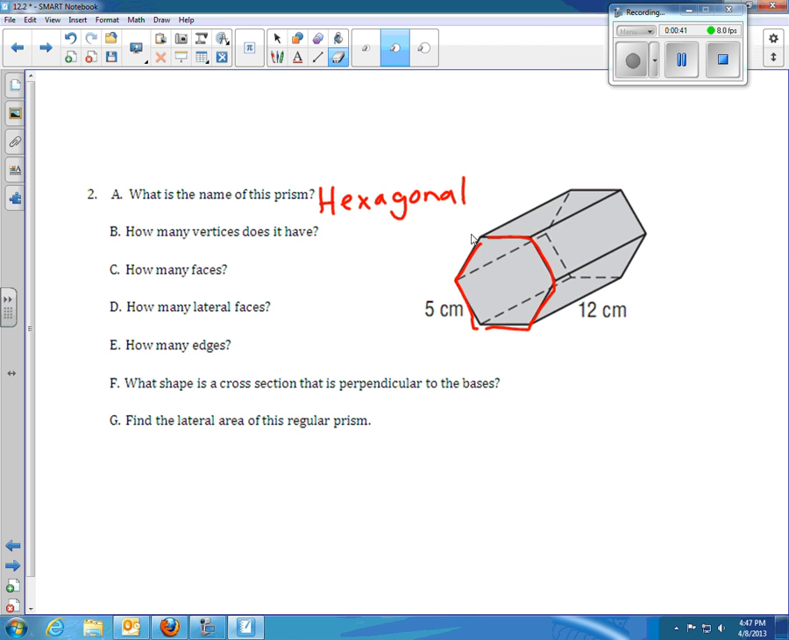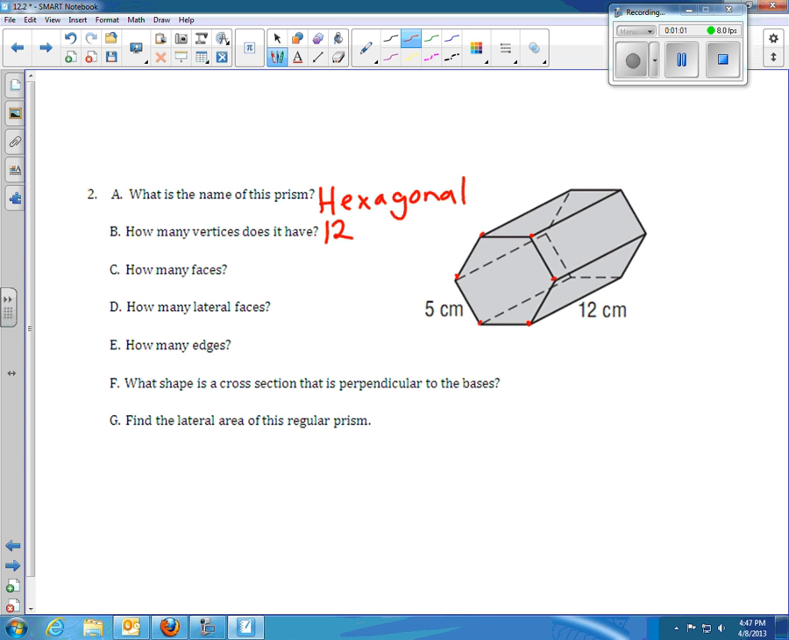All right. How many vertices does it have? Remember yesterday we talked about vertices. Vertices are actually the corners of it. So go ahead and count. We have 1, 2, 3, 4, 5, and 6 on this end. That means we have 6 on the other end. So we have 12 vertices total.